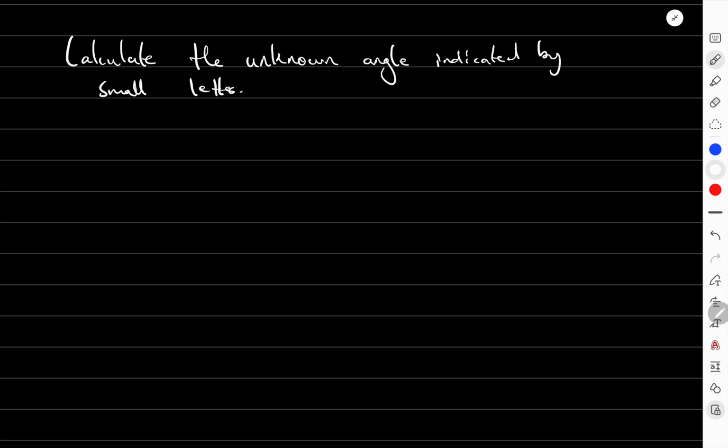Indicated by small letters. Now let me draw my structure. I have a structure like this one. I'm required to calculate the value of x on the structure.